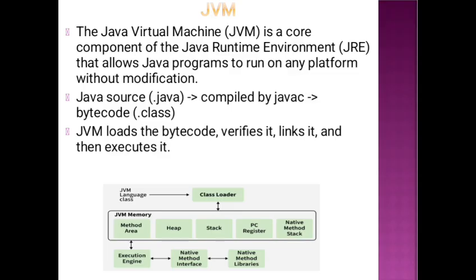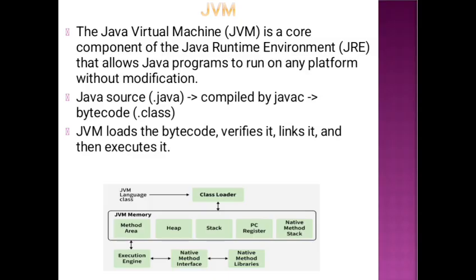Next, JVM. Java Virtual Machine is a core component of JRE. It allows Java programs to run on any platform without modification. Java source code has the extension .java. Then it is compiled by javac. It provides bytecode, that means a class file with the extension .class. JVM loads the bytecode, verifies it, links it, and then executes it. And this is the structure of Java program execution.